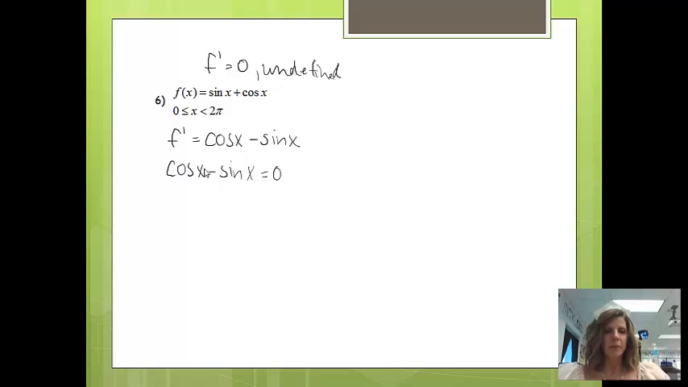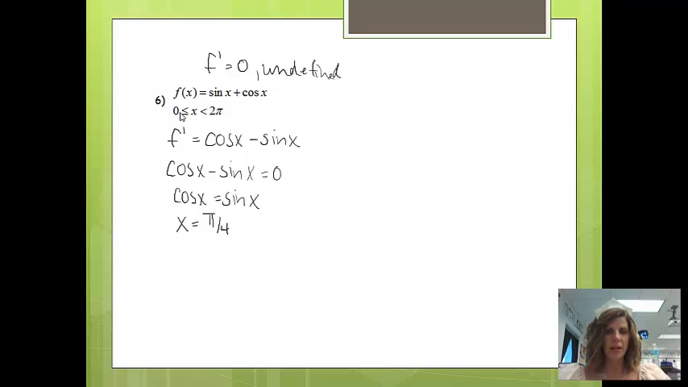So I'll take the derivative and set it equal to 0. And then from here, I think I'll just add sine x to both sides. So I'm going to get cosine of x is equal to sine of x. So now I just have to think, where will the cosine of x equal the sine of x? And I know at pi over 4, they're both equal to the square root of 2 over 2. So I would say that at x equals pi over 4, my values would equal the same thing.